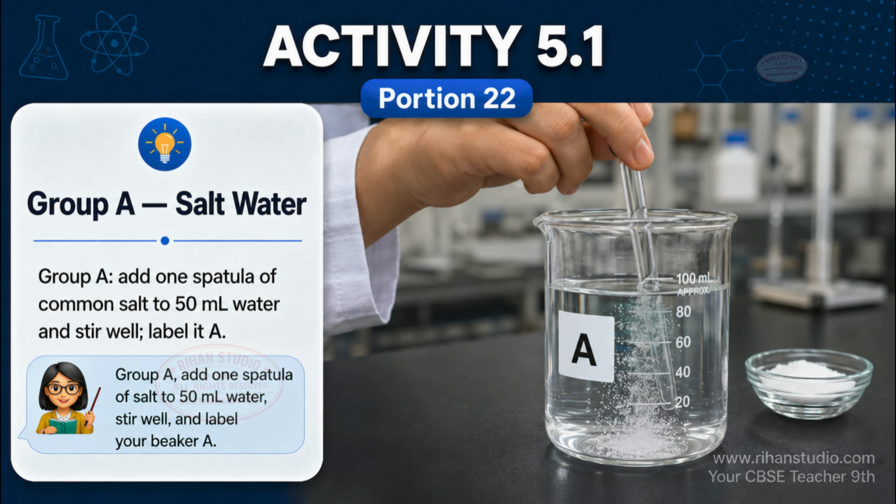Activity 5.1. Group A. Add 1 spatula of common salt to 50 milliliters water and stir well, then label it A. Group A. Add 1 spatula of common salt to 50 milliliter water, stir well, and label your beaker A.